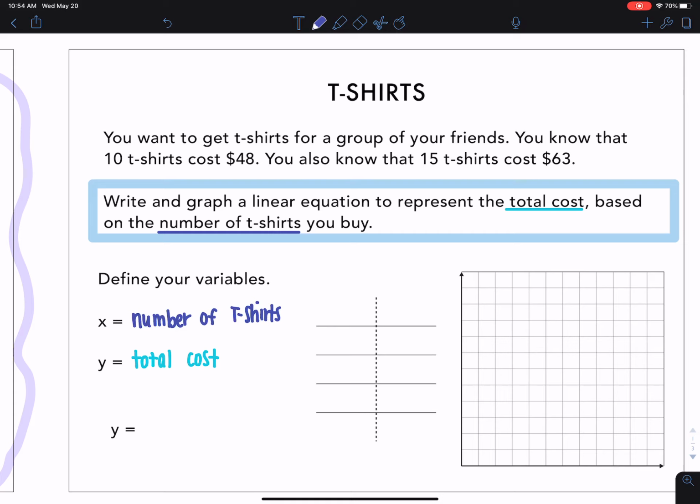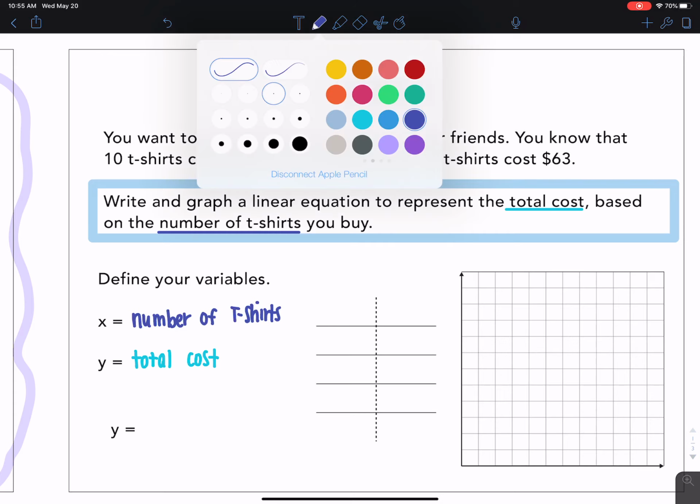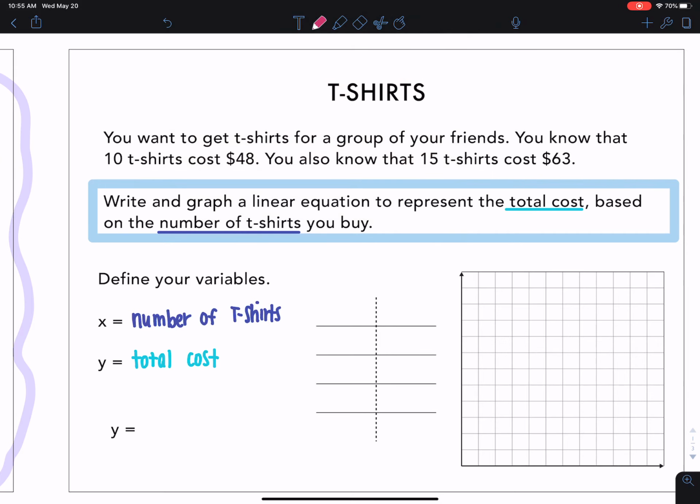Okay, so in this situation, we're not given a flat fee plus an amount per t-shirt. We actually have to find that. So we have 2 points, and we know that 10 t-shirts cost $48, and we know that 15 t-shirts cost $63. So we've been working with writing linear equations.